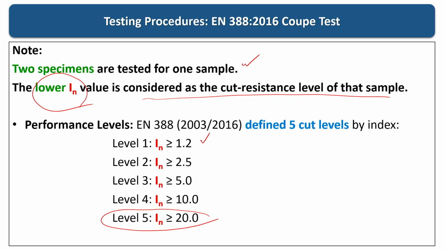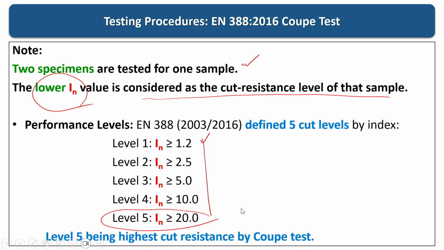So, this way we can get the cutting index in the Coupe test, which is followed by the EN 388 standard, and level 5 is the highest cut resistance by the Coupe test.